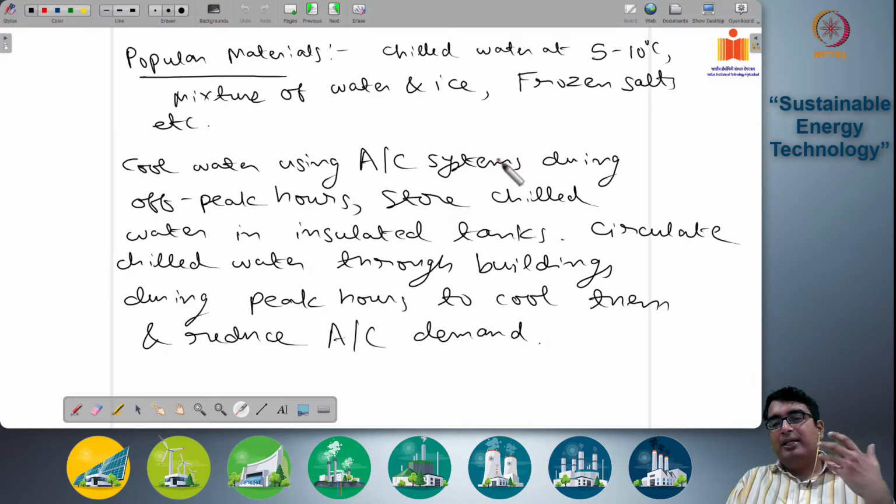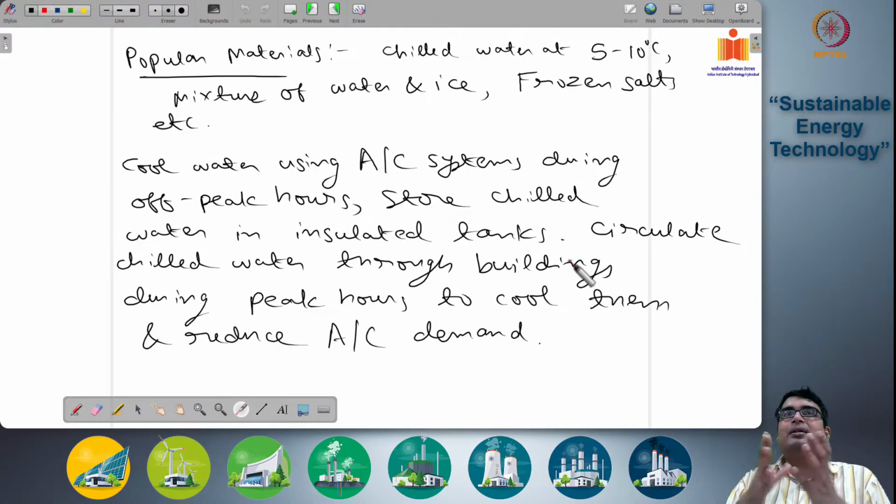So a typical process when we are looking at chilled water is you are cooling water using air conditioning systems during off-peak hours and storing this chilled water in insulated tanks, then circulating this chilled water through the buildings during peak hours to cool them and reduce the air conditioning demand.